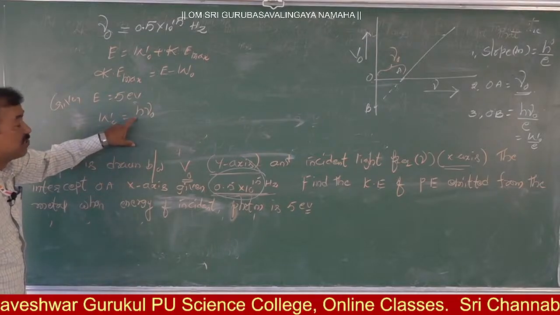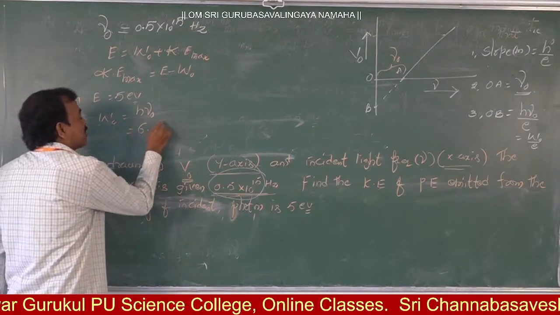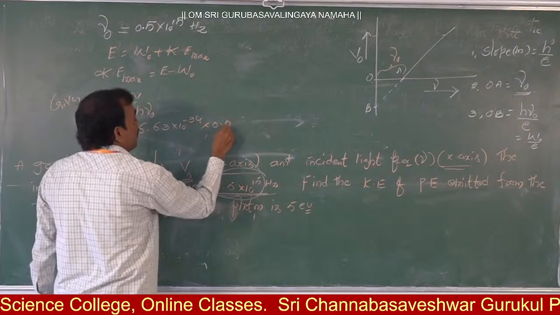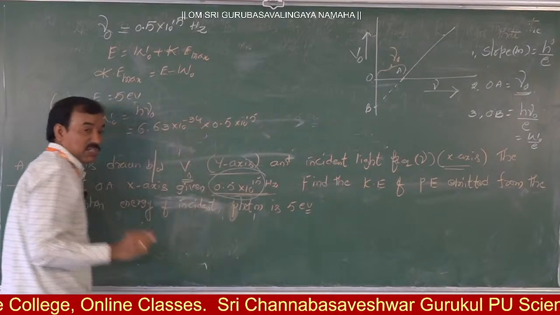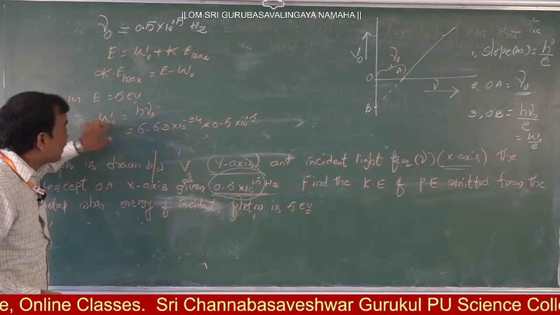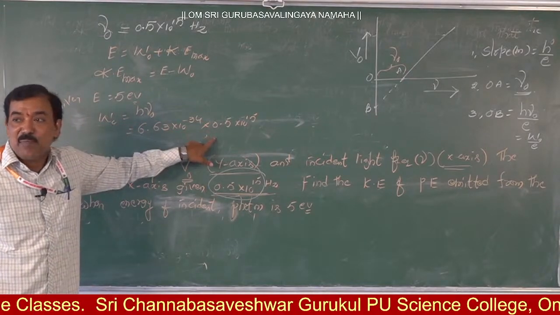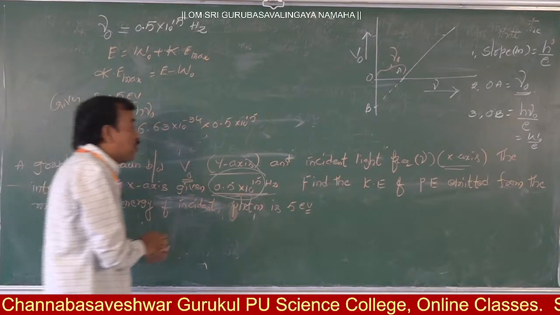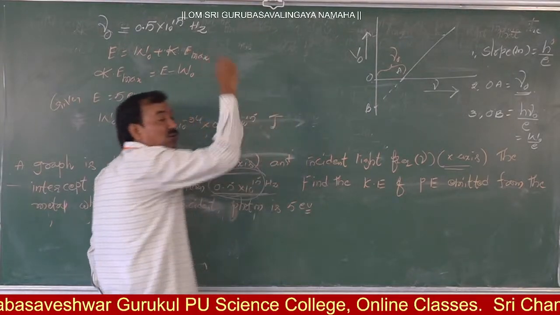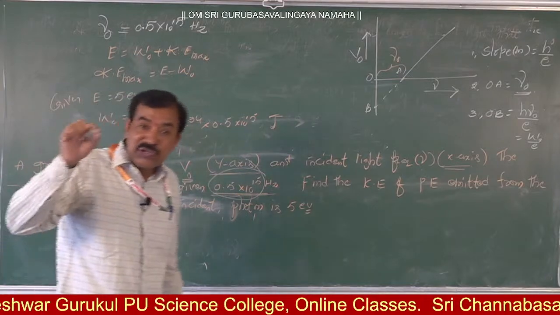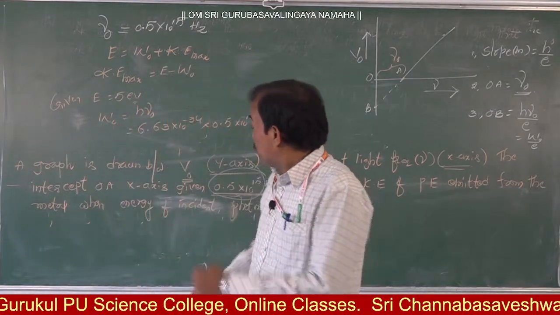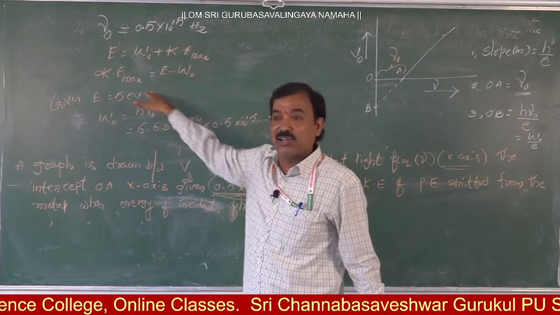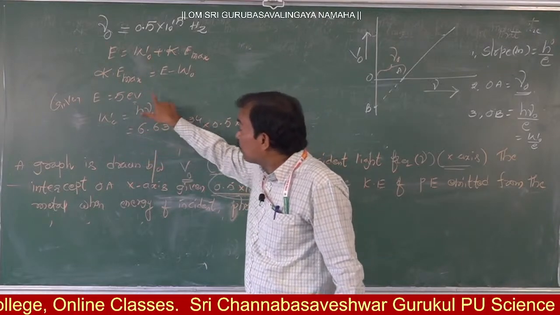H is equal to 6.63 × 10^-34, and nu naught is equal to 0.5 × 10^15 hertz. Here is one more twist: this work done is in joules, but the energy is given in electron volt. So we have to convert joules into electron volt. This point is very important. Some students forget the units, so they do not get the answer.